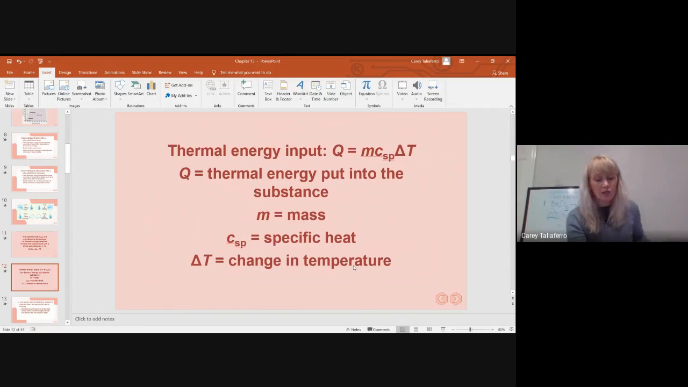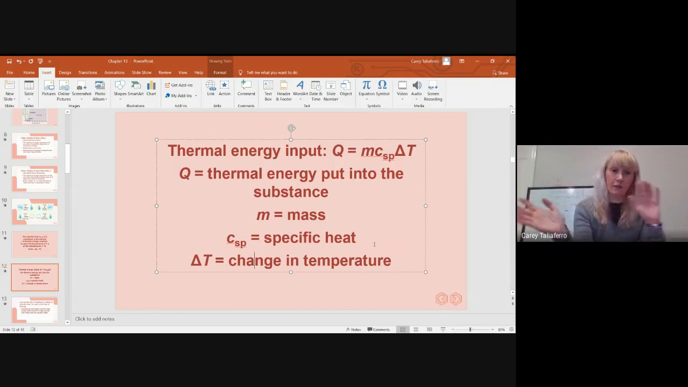So here's an equation that you're going to need to memorize. It's called the thermal energy input. Now look at the Q. I've broken it down here for you, the thermal energy put into a system. M is the mass of the substance, whatever you're measuring. Specific heat is what you're going to look up in a table. And delta T is the change in temperature. And again, we're going to be dealing in degrees Celsius, not Kelvin. I apologize for that early mistake.